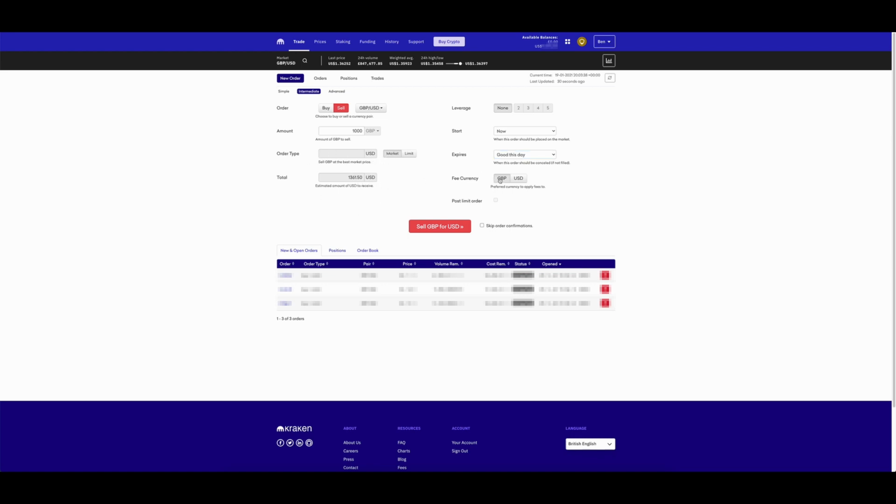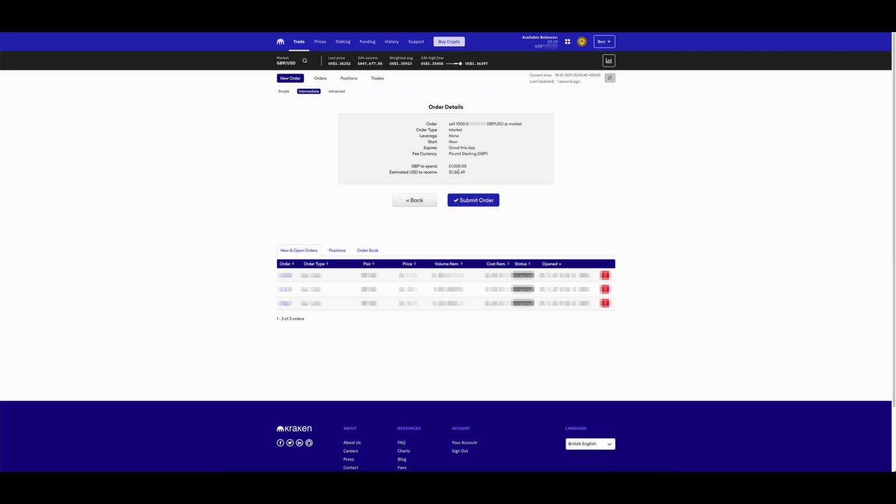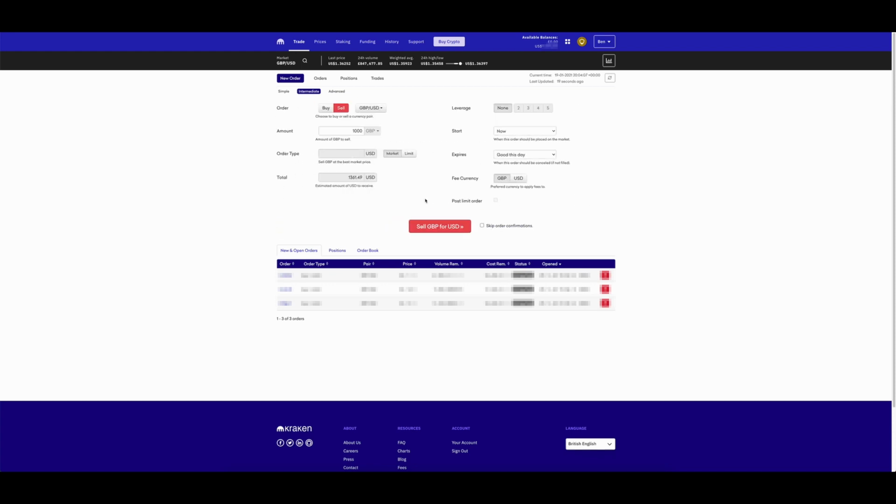The fiat currency in GBP, that's just personal preference for when I'm doing this. And ignore post limit as it's grayed out. So you want to sell your GBP for USD. This shows you exactly what your order is doing, so it's just like going to an over the counter currency exchange shop, be it the post office, M&S or the bank. And for £1,000 you're getting $1,361, sorry.